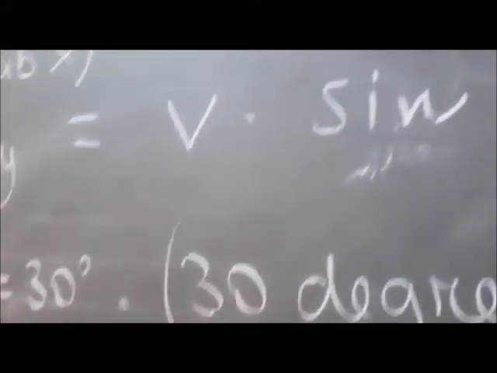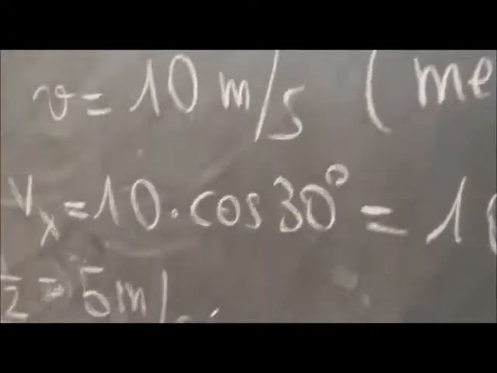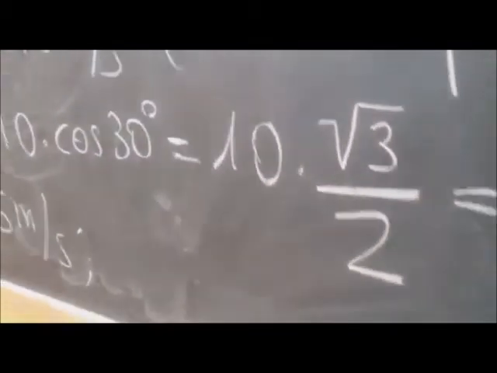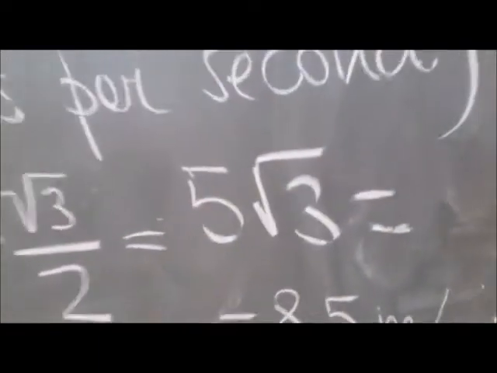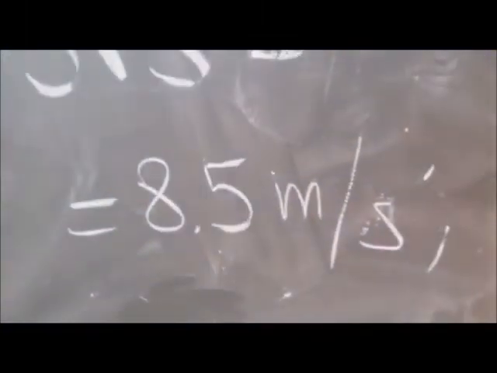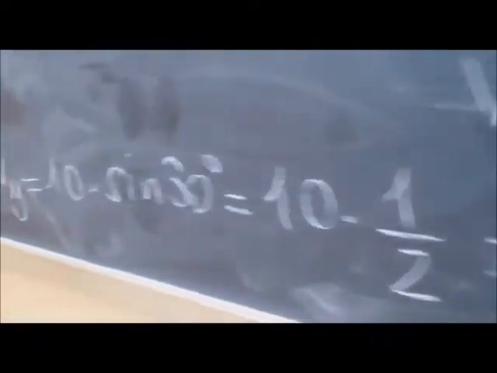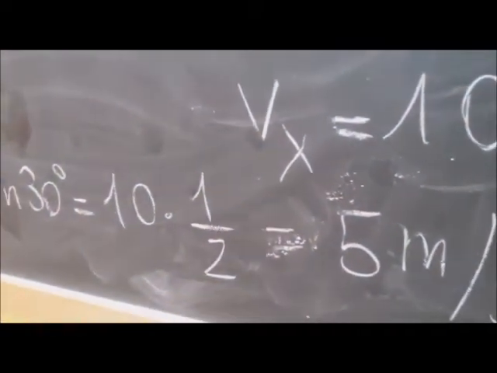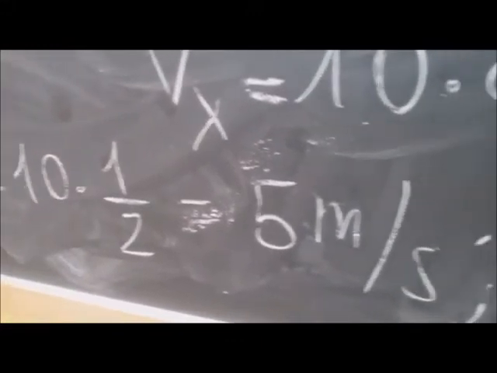The horizontal component v sub x is equal to v times cosine theta, which in this case is 10 times cosine of 30 degrees. That is 10 times square root of 3 over 2, which is 5 times square root of 3, which is 8.5 meters per second. The vertical component, which is equal to v times sine theta, in this case is 10 times sine of 30 degrees, which is 10 times 1/2, which is 5 meters per second.